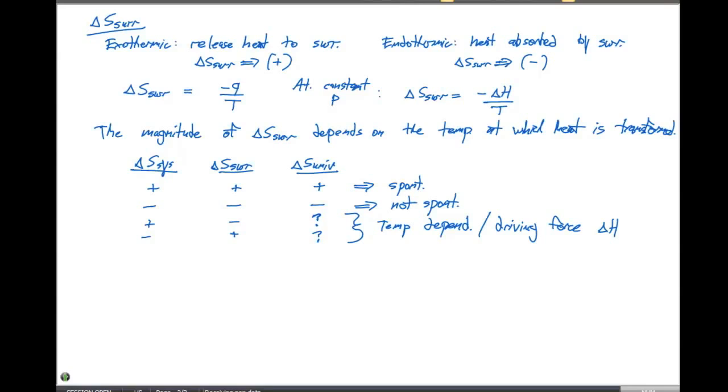So in terms of trying to figure out what we need to know about a spontaneous process, in some cases we can predict just using the signs of the delta S whether or not a reaction is spontaneous or not. And in other cases we need some more information.